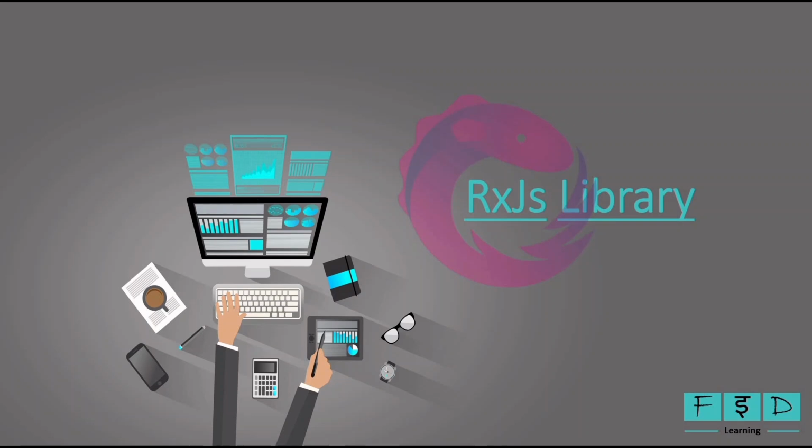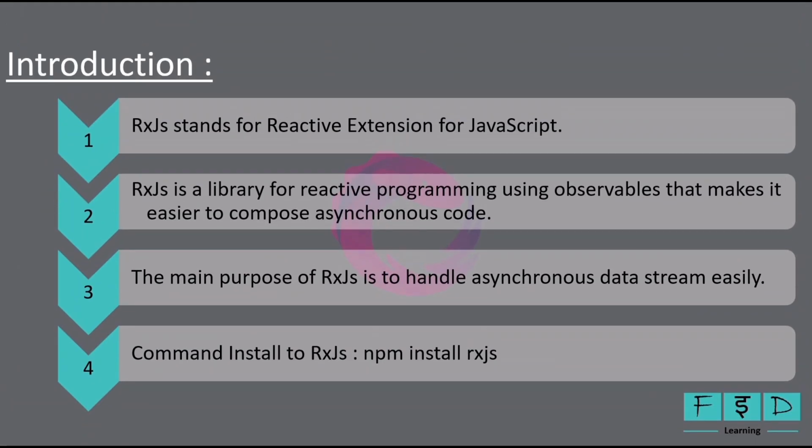Today we are going to learn all about RxJS library interview questions with answers. Introduction of RxJS. RxJS stands for Reactive Extensions for JavaScript. RxJS is a library for reactive programming using observables that makes it easier to compose asynchronous code. In Angular, it is extensively used to handle data streams from various sources such as user input and HTTP requests.